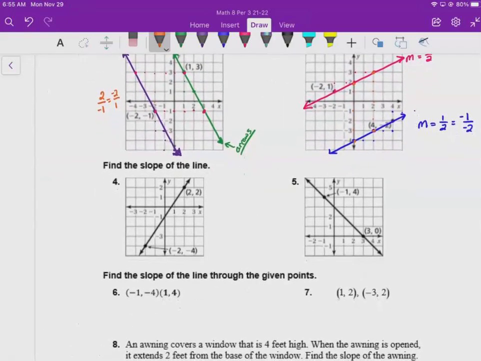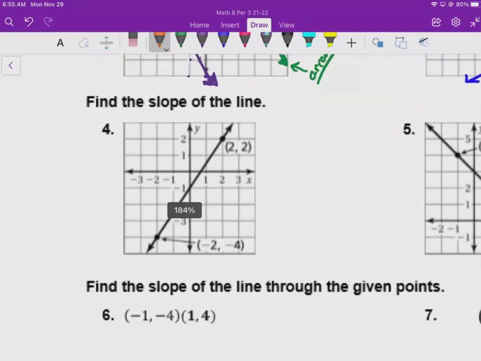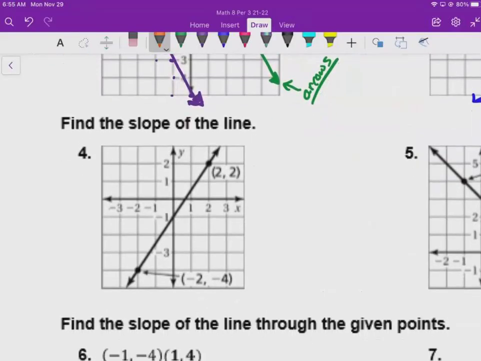Okay, find the slope of the line. Again, look to make sure that you're counting by ones or twos or whatever. Sam the slope man, remember, he can only go left or right. He's kind of an odd dude. Okay, they gave us 2 points. They gave us these two right here.